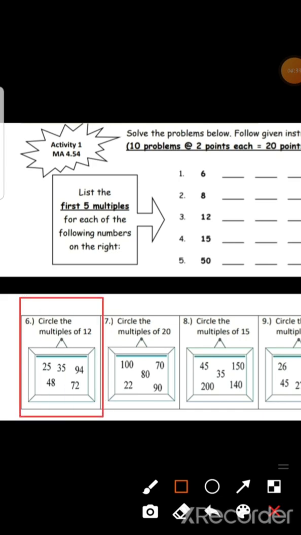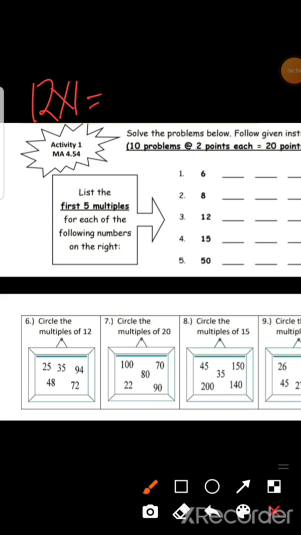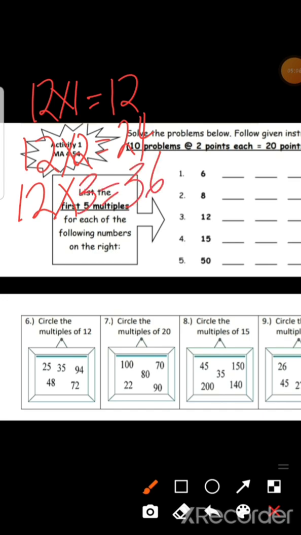Only this one here. So again, to list out the multiples of number 12, what do I need to do? Is again, think of it as my multiplication table or my times table. So I will say 12 times 1, 12. 12 times 2, that's gonna be 24. 12 times 3, 36.